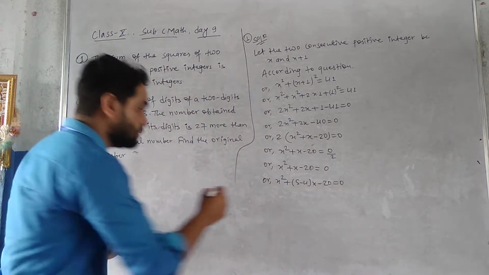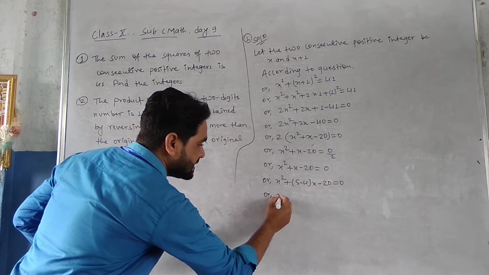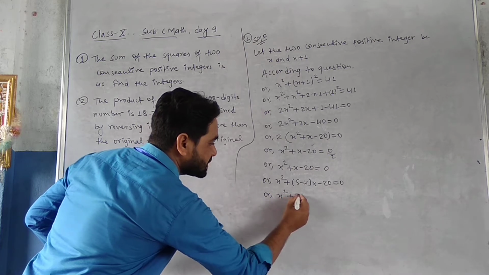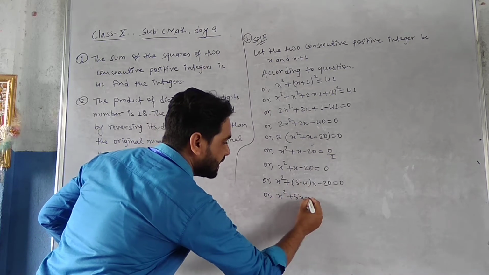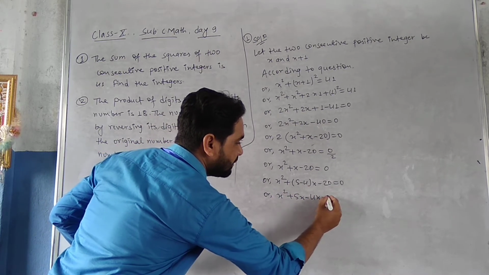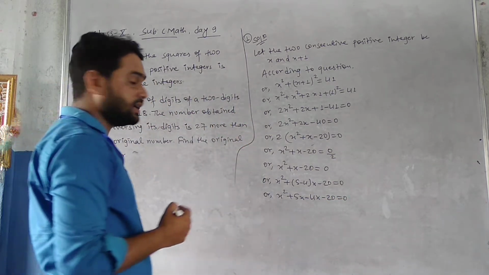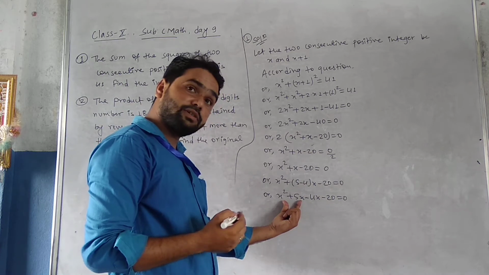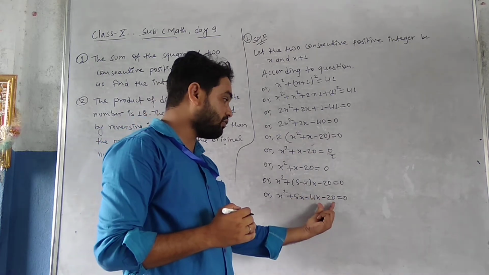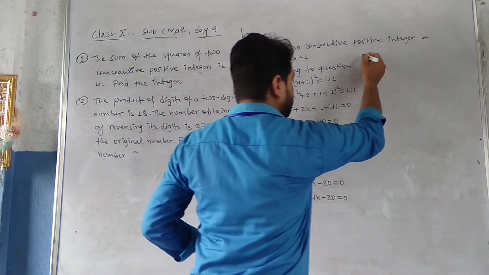So we can write this as x square plus 5x minus 4x and minus 20 equals 0. Yes or not? And now from these two terms, take out common at first, and from these two terms, yes. So let's do here.